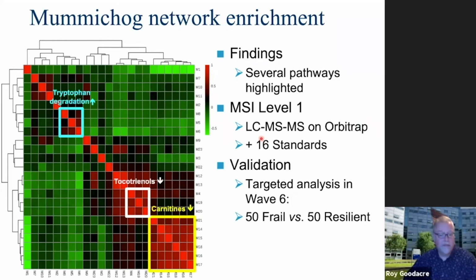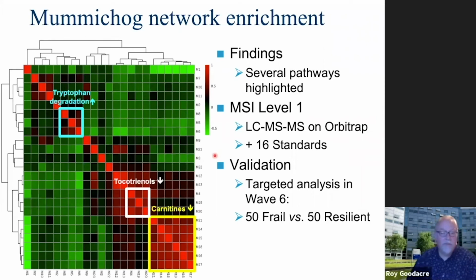We thought we better validate this, so we went to wave 6, and we took people who were in the frail and in the resilient characteristic, and then we just measured these 15 standards, or 15 metabolites. We just targeted those. And it stacked up exactly like the discovery phase in all of those individuals. We saw that for frailty, we saw tryptophan degradation, we saw tocotrienols go down and carnitines go down.